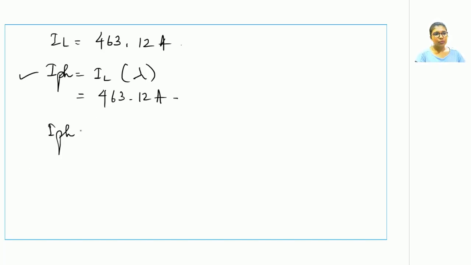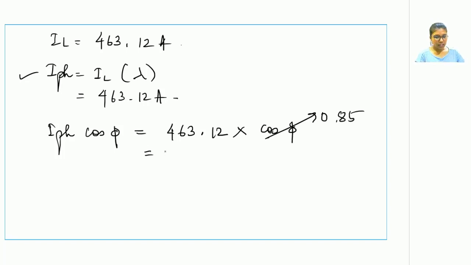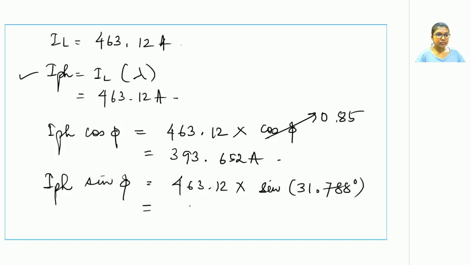Once the phase current is known, one is required to find out the active component of the phase current at the source side. Now since the set of conditions are going to remain the same for both, the cos phi is already known to us as 0.85. So it will come out to be 393.652 amps. Finally, coming to the reactive component of the phase current, it will be given as this. So with this, we could figure out the phase current, the active component as well as the reactive component of the phase current at the source side.